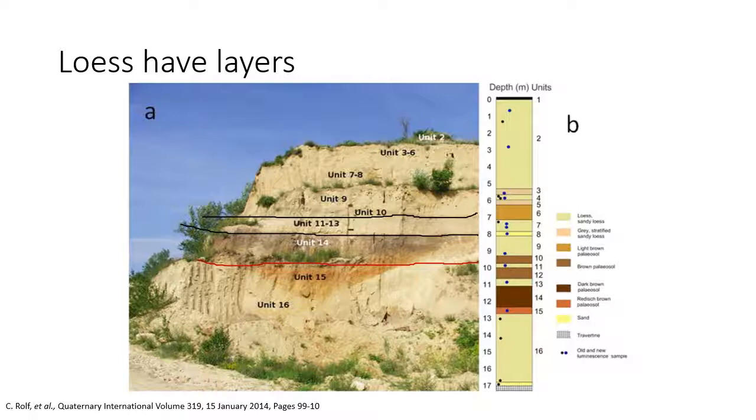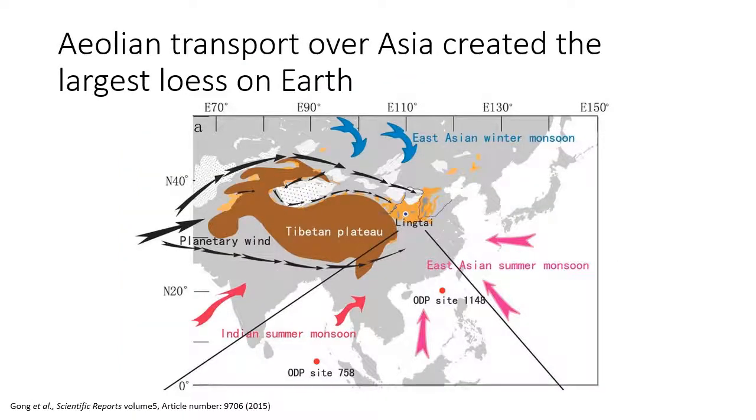And so I would encourage you to go ahead and pause the video and think about why we might have these alternating layers between loess material and paleosols. This slide gives you a really good hint as to why that is.